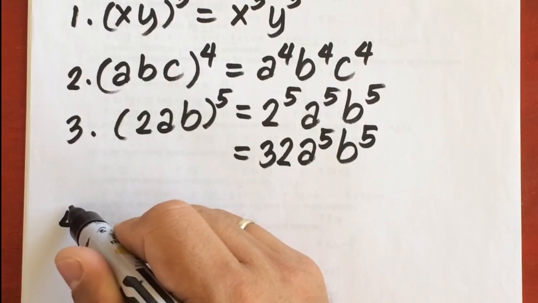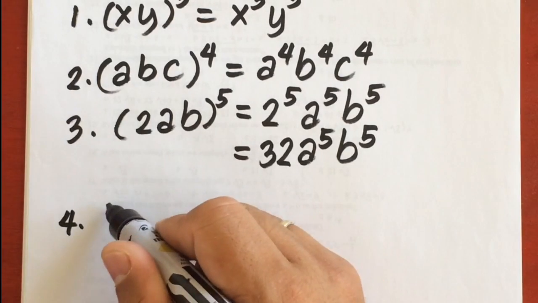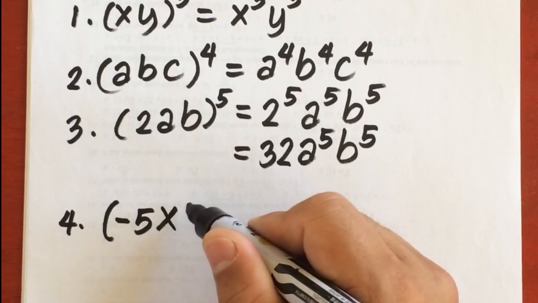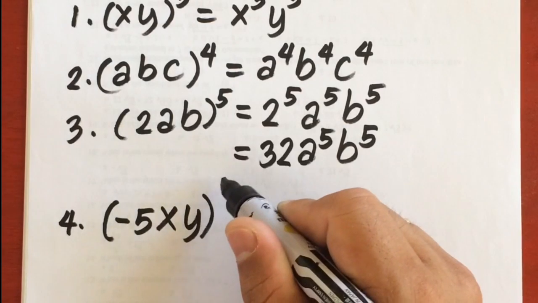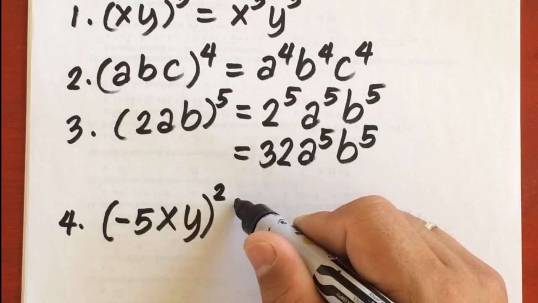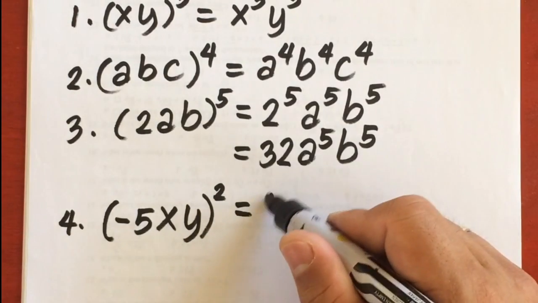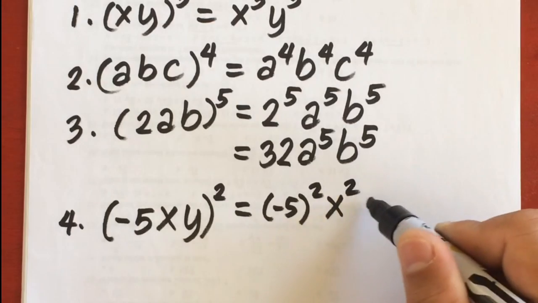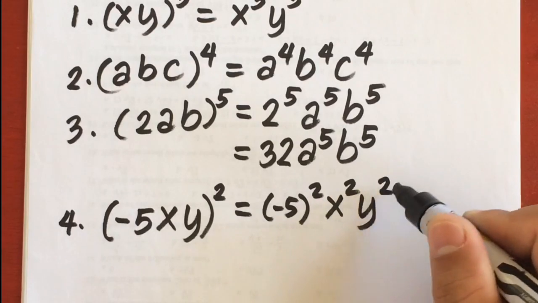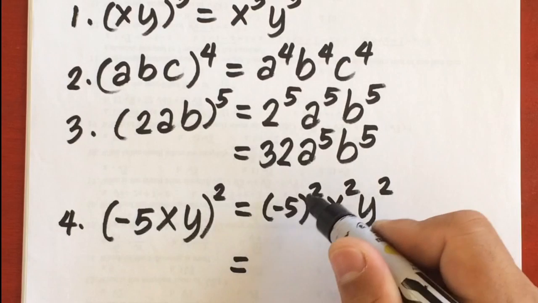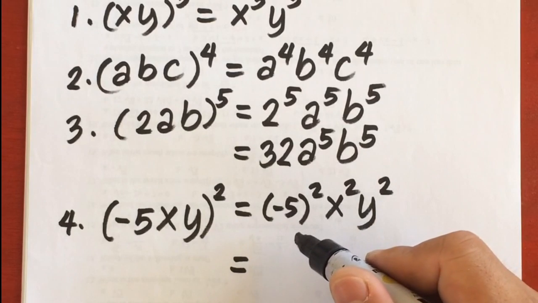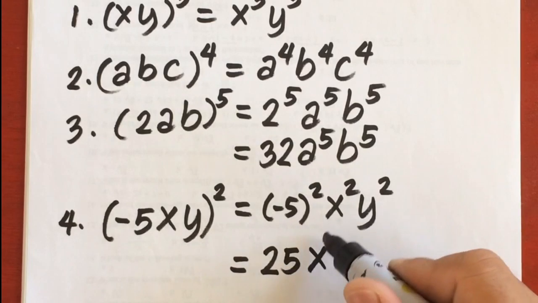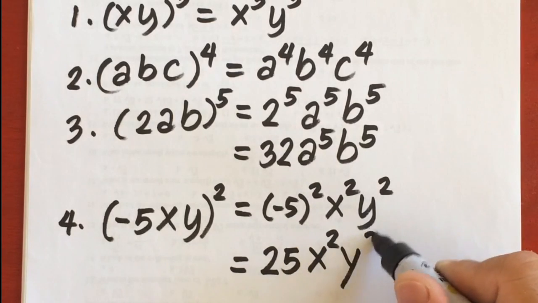Okay, let's have our last example. Let's have (negative 5xy) squared. So you're going to have here negative 5 squared and x squared, then y squared. So negative 5 squared, negative 5 times negative 5 is 25. Then just copy x squared, then y squared.